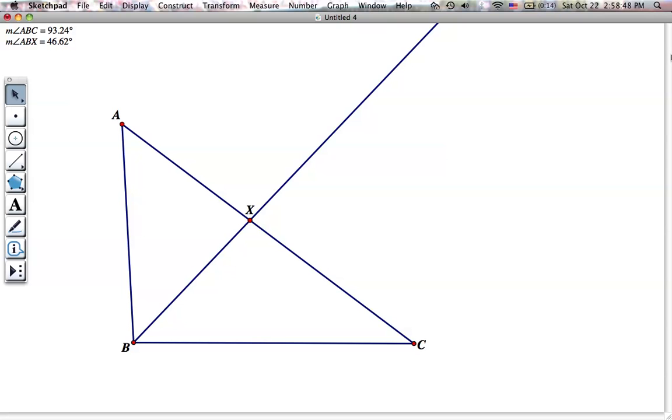And lastly, an angle bisector cuts an angle into 2 equal halves, which we have just done now.